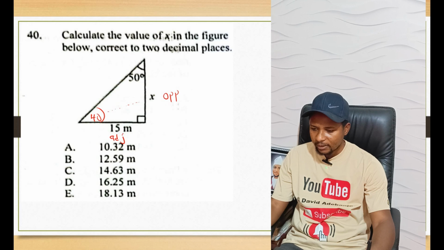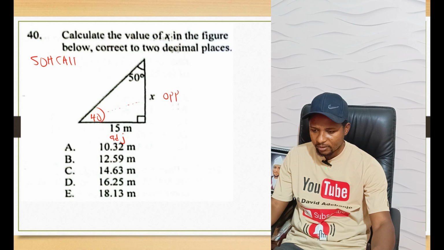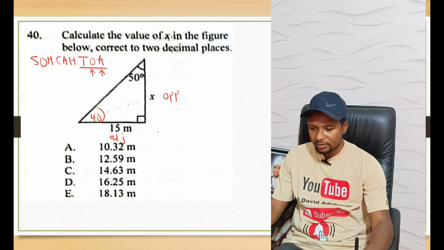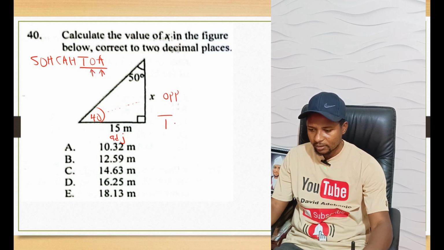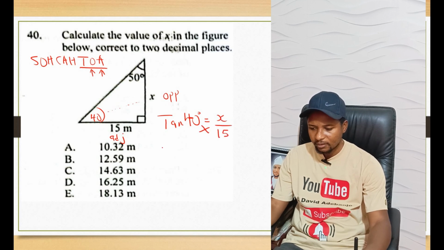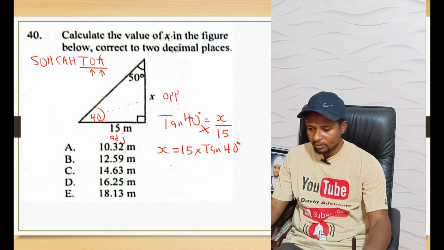All right, so when I do this, what am I looking for? I'm looking for tan, because let me write it again. The more you write it, the more you master it. Opposite and adjacent, what relates them is tan, which is opposite over adjacent. So I'm using tan 40. Tan 40 degrees equals opposite, which is x, over adjacent, 15. Cross multiply, and you have x equal to 15 times tan 40.